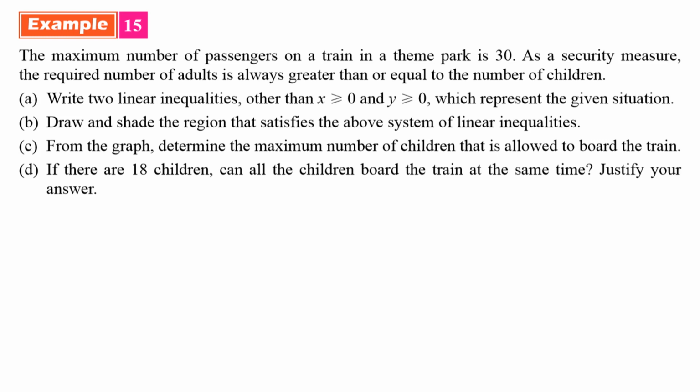Final. The maximum number of passengers in a train theme park is 30. As a security measure, the number of adults is always greater than the number of children. So your variables are X and Y. Maybe your adults are X and the children are Y. Write two linear inequalities. So you write from the maximum number of passengers 30, X plus Y.